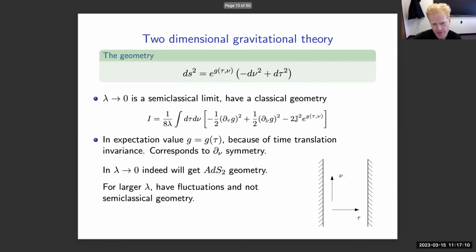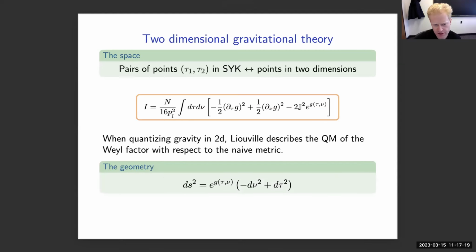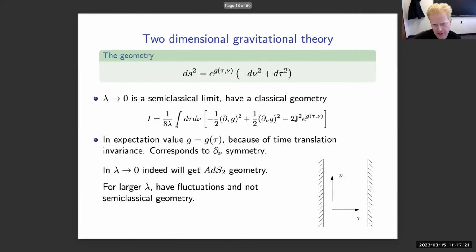Okay, so indeed, that was exactly the question. The first comment is that we can write this p squared over n as lambda, so it's 1 over lambda. For finite lambda, this is finite, but lambda going to 0 is indeed the semi-classical limit of this Liouville description. So we expect the gravity theory, when lambda goes to 0, to just have some classical geometry.